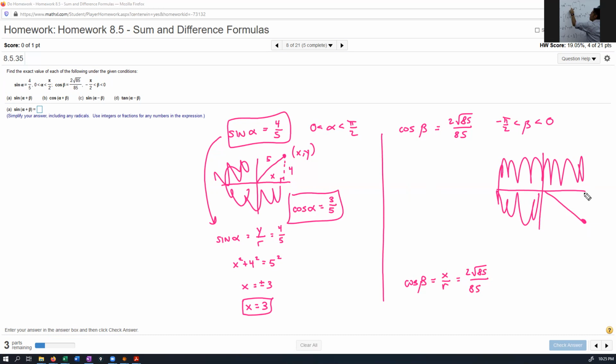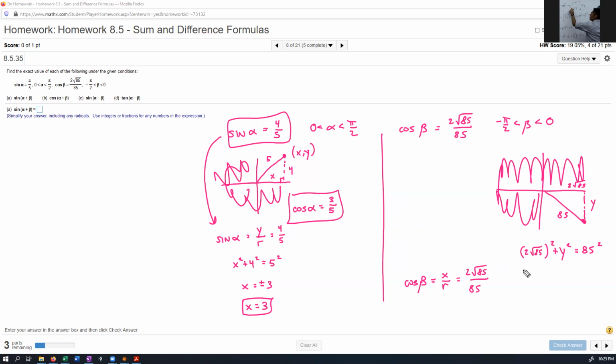And so if I draw a little triangle here, my x must be 2√85. My y coordinate is some y coordinate, and then my r is 85. So using the Pythagorean, I get (2√85) squared plus y squared must equal 85 squared. And keep in mind, because we're in the fourth quadrant, that y is going to have to be negative.